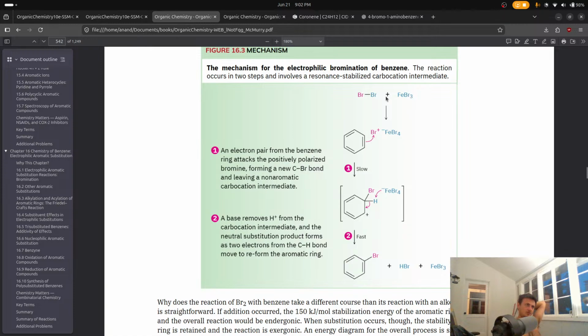So this iron 3 bromide catalyst polarizes the bromine molecule so that one bromine is positively charged. And now the positively charged bromine is electrophilic. So the nucleophilic ring attacks the electrophile.